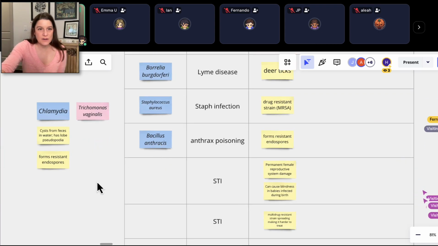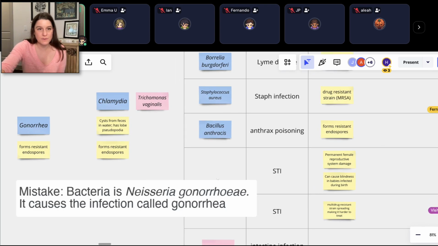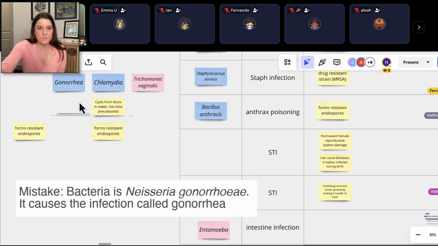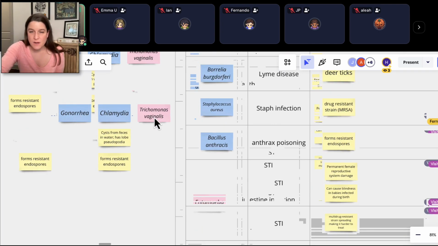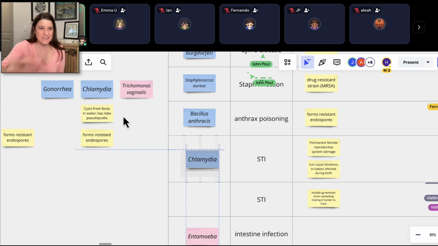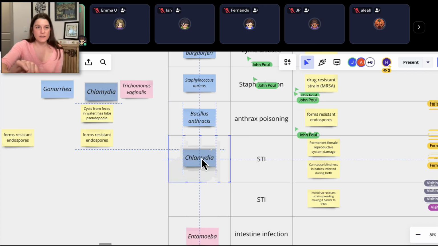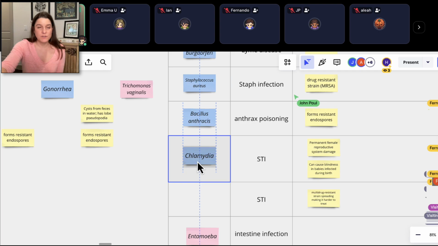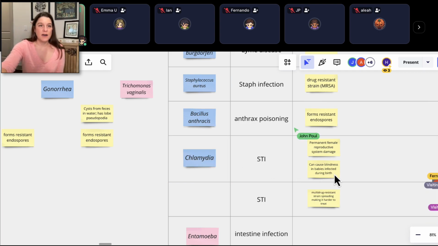There's 2 STIs in here. Actually, 3 STIs in here. There we go. Gonorrhea, chlamydia, and Trichomonas vaginalis. So how are we going to know? Well, this first one, permanent female reproductive system damage, can cause blindness in babies if they're infected during birth. That one is your chlamydia. I mean, babies can get gonorrhea eye infections, I think, but chlamydia is the one that's classically known for the eye damage, which is why they always do STI testing in pregnant mothers, because it's really important to keep for baby health. It can really damage them.